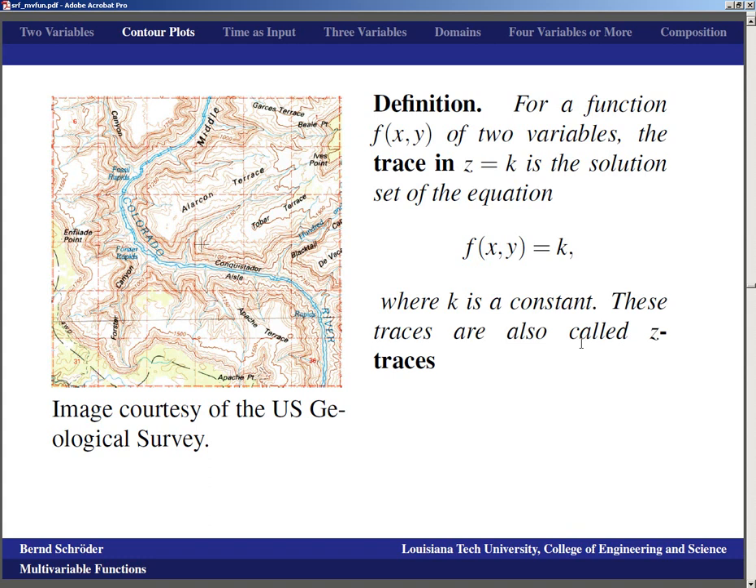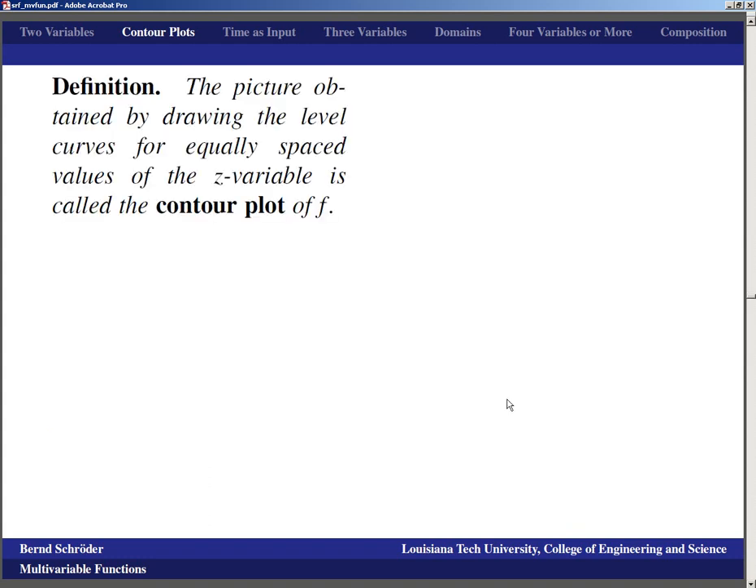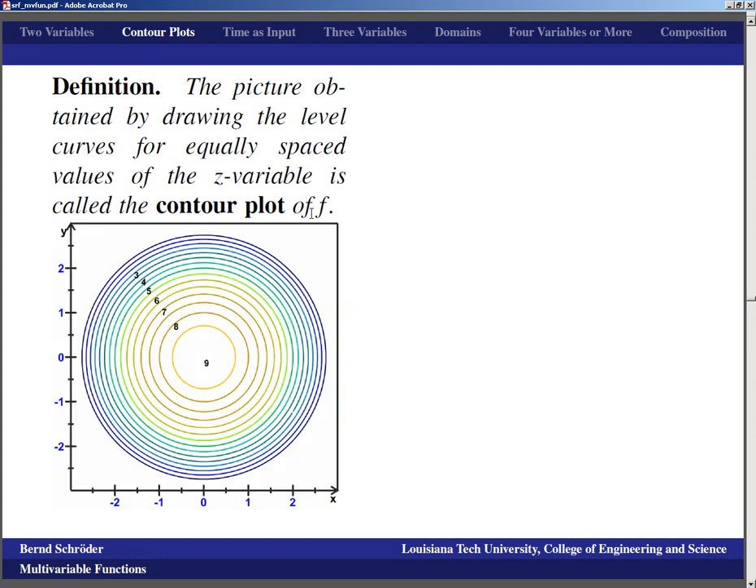And the traces are also called z-traces, or contour lines, or level curves. And if we take these things and put them together into a picture, the picture obtained by drawing the level curves for equally spaced values of the z value, that is called the contour plot of f. And of course, we have seen that already. We have seen the contour plot for that paraboloid as I showed it to you in MathCAD. And so basically, if I want to put some values to it, we would have a bunch of contours, and then this top height here is 9, and then every 2 contours I give you another height.